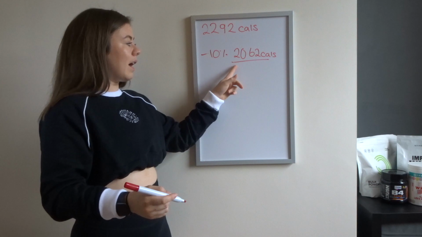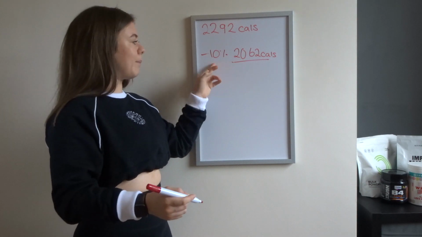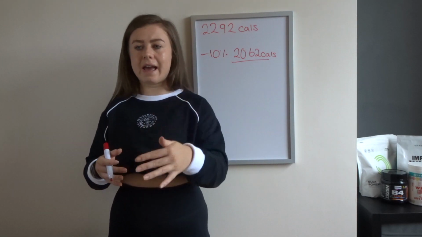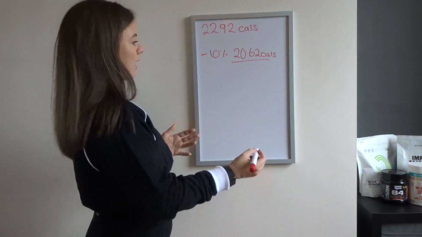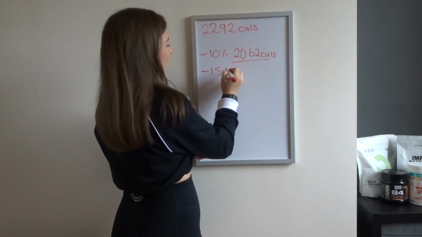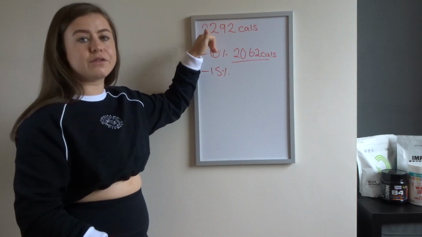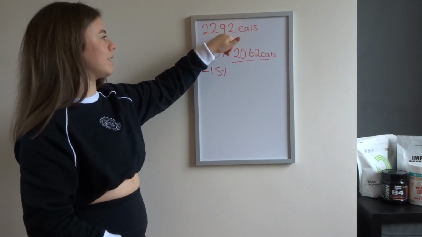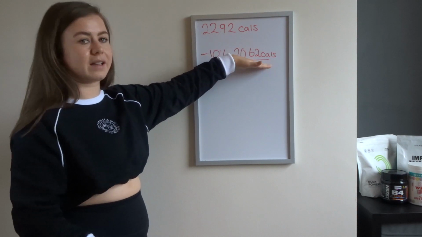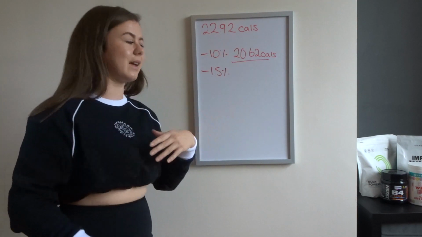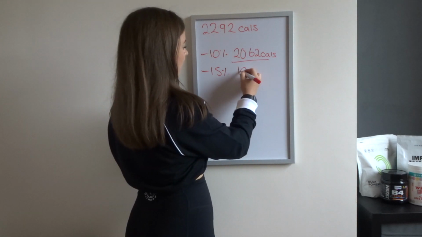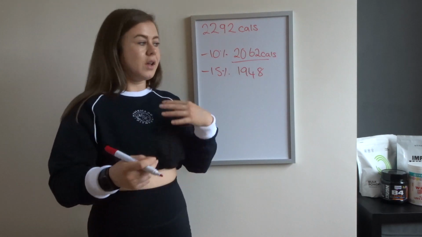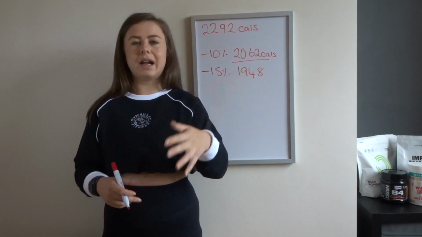So after I've eaten like this for 4 weeks, I would probably then lower it again, because that's where our body starts to hit a plateau, more than likely. So then you've got 15%, and the 15% is 15% of the total calories. So 15% of 2,292 calories, not the second number, otherwise you'll be eating way less again. So 15% is 1,948 calories.